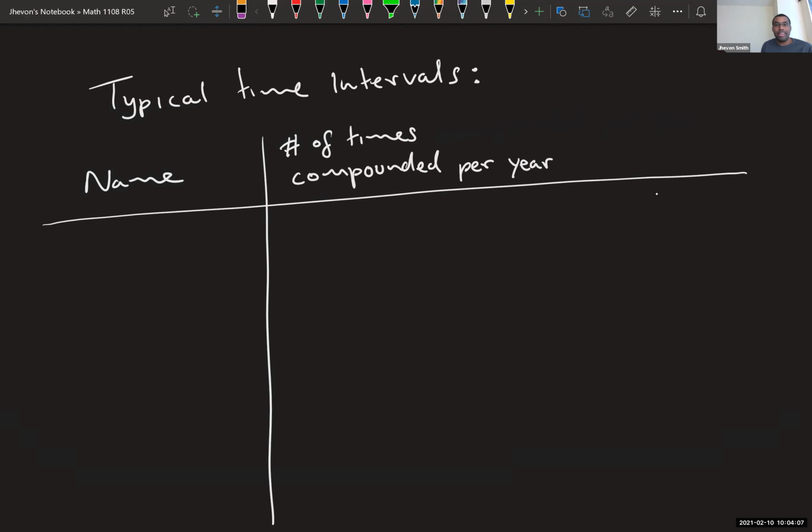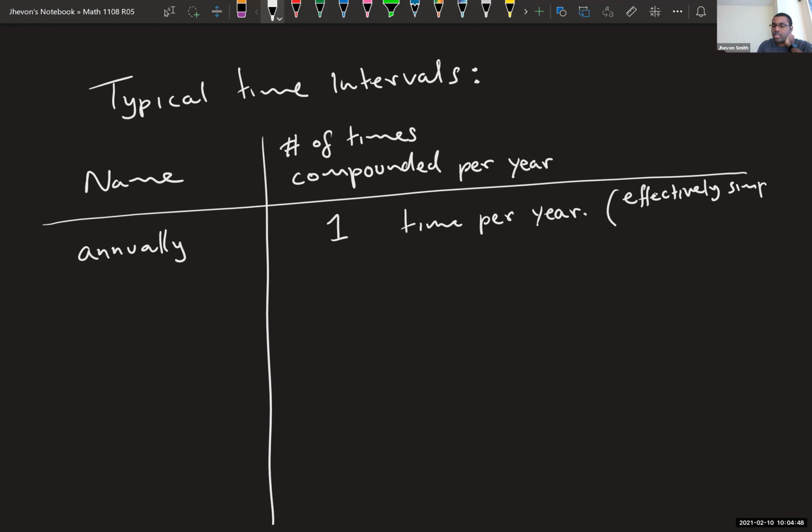Okay, so one is annually. So I can say, compounded annually, and what that means is it's compounded one time per year. Which is effectively simple interest, right? Compounded annually doesn't actually affect you unless you're doing multiple years. So within 1 year, it's effectively simple interest.